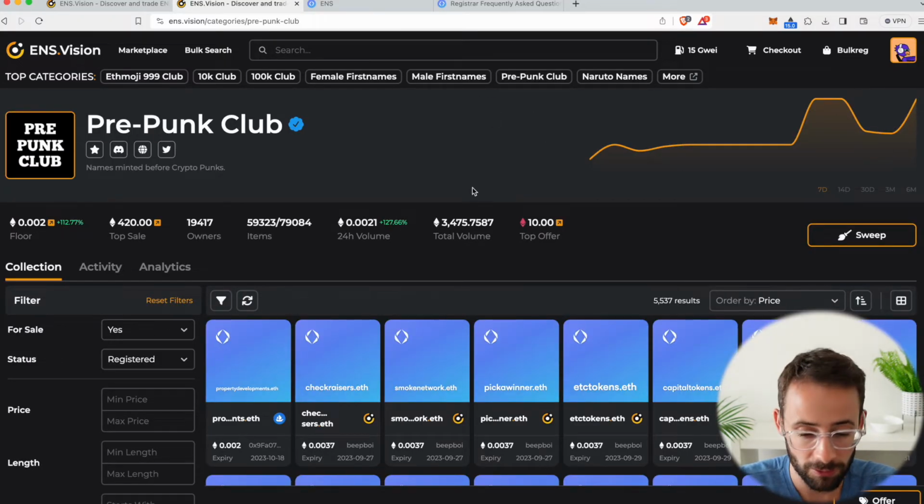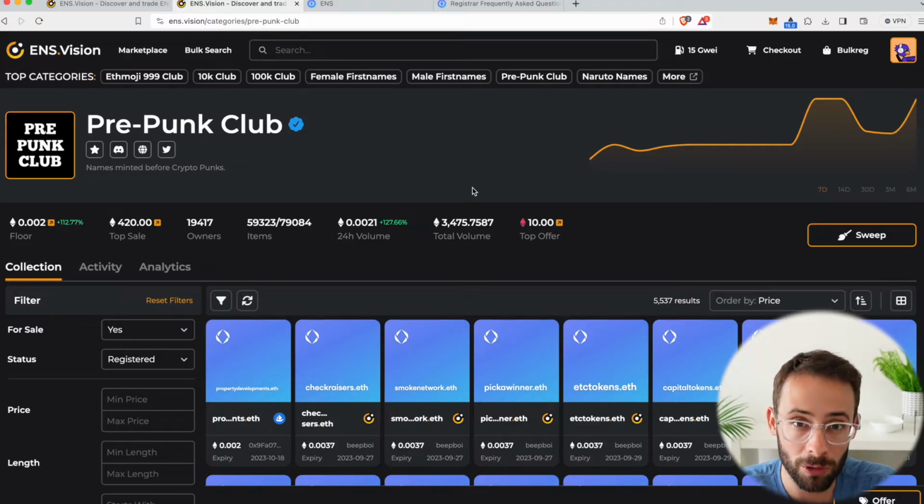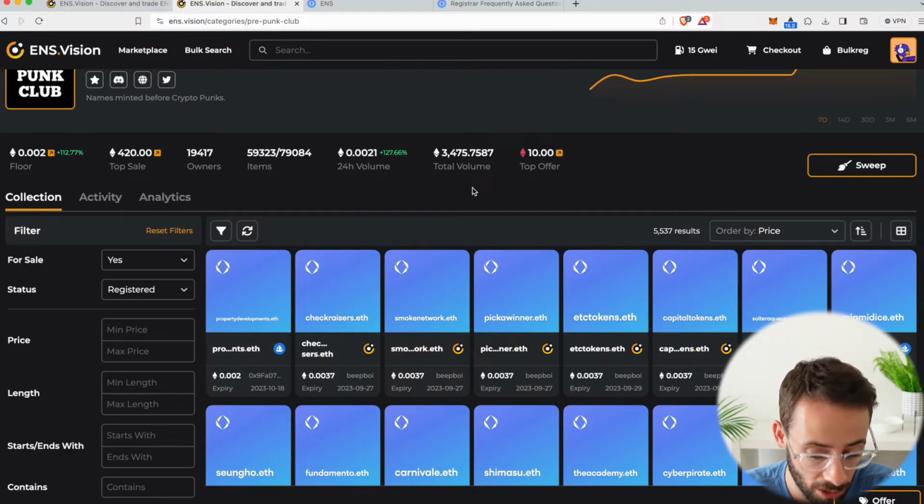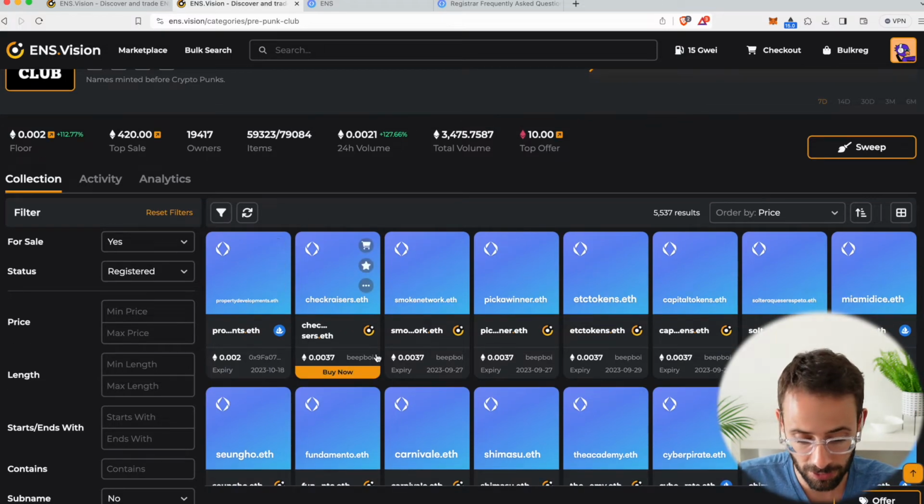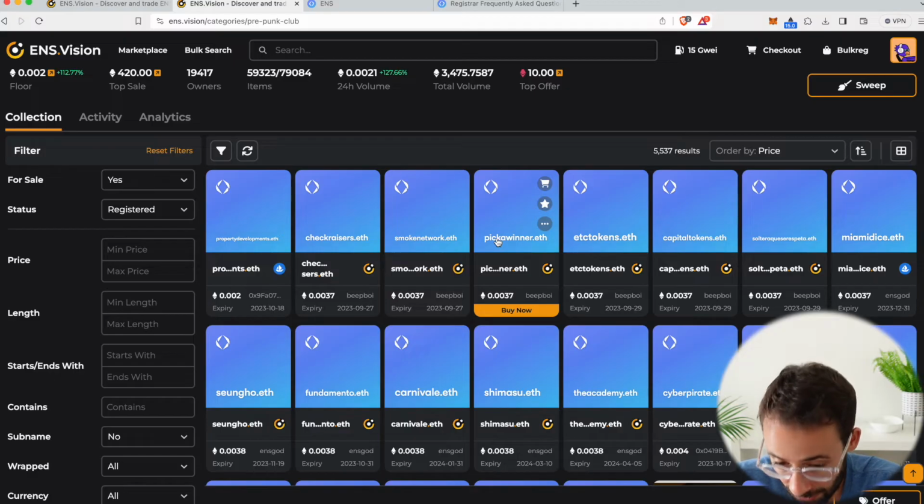So if you don't know, this is ENS domains that were registered before the creation of the CryptoPunk NFT collection. So these are all old domains and they were registered a long time ago. But you can see that the floor on these is very low, so you can buy some of these for quite cheap, but some of them are actually interesting domains.